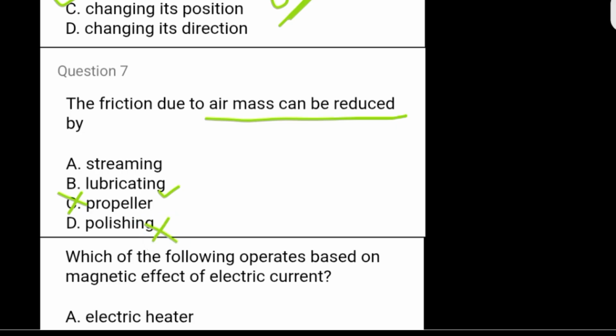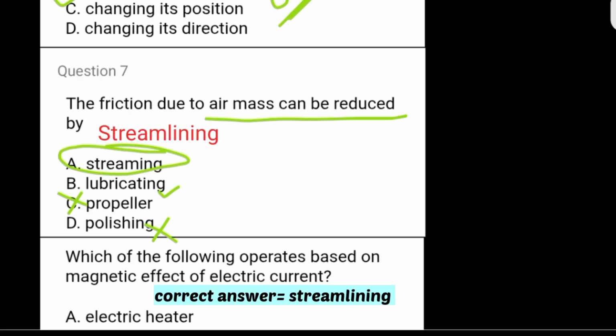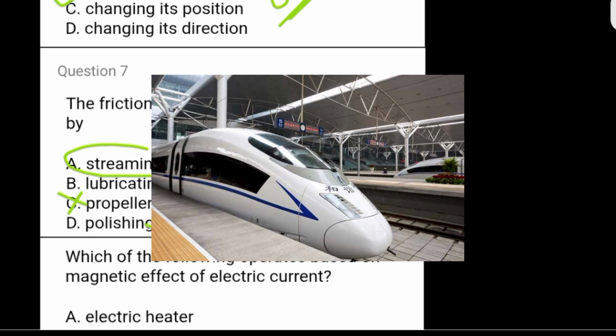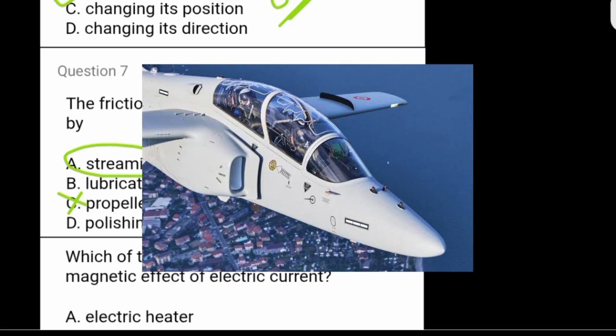Then you have streamlining. So this one here means streamlining. That's what I wanted to write, streamlining, which is the process of changing the contours or the shape of an object so that it experiences minimum air drag. You understand? Just like what you have in jet fighters. You see the mouth of the jet fighter, the way it is streamlined.